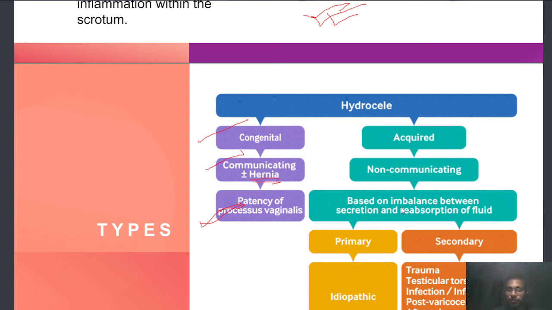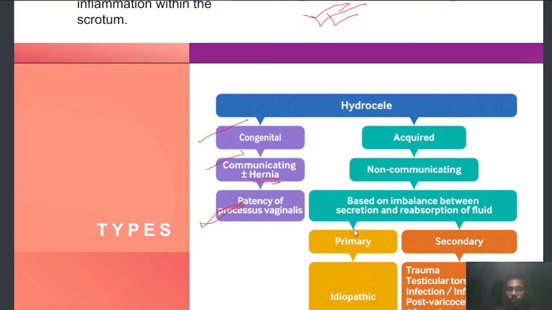These are based on the imbalance between the secretion and reabsorption of fluid. So basically there is nothing coming in and out of the scrotal sac, but you're still getting a hydrocele. Somewhere or another there is excess production of fluid, excess secretion of fluid, or there is decreased absorption of fluid. Those two are the only reasons why you are getting a hydrocele when there is no communication of the scrotal sac with any other organ of the body.